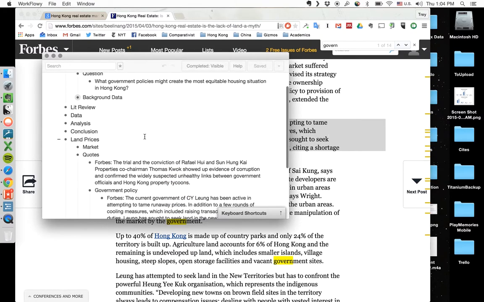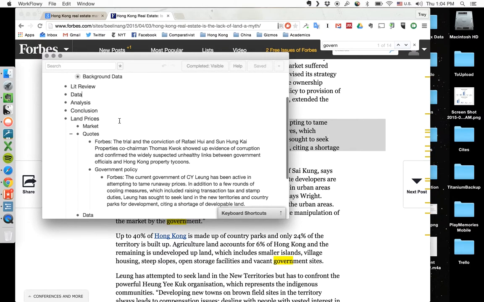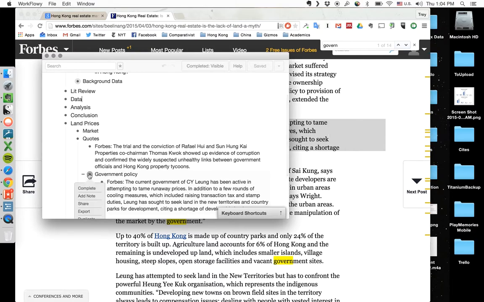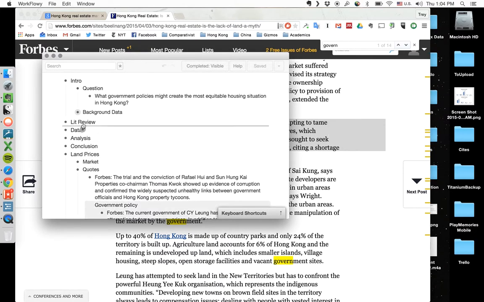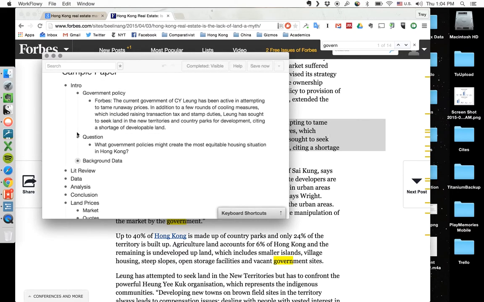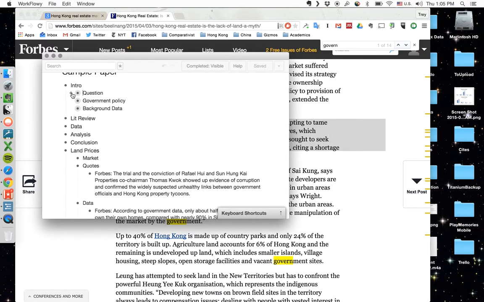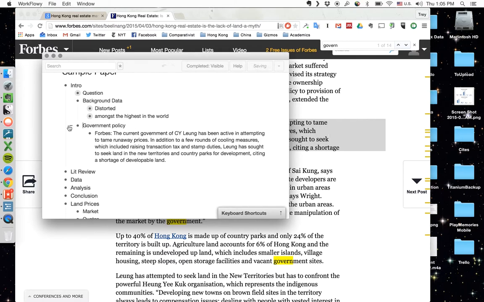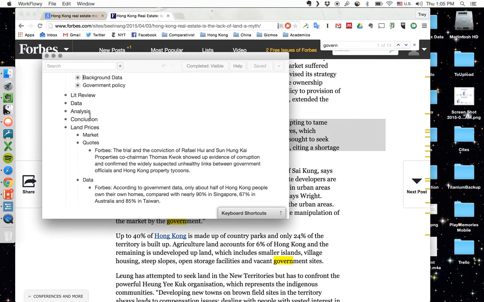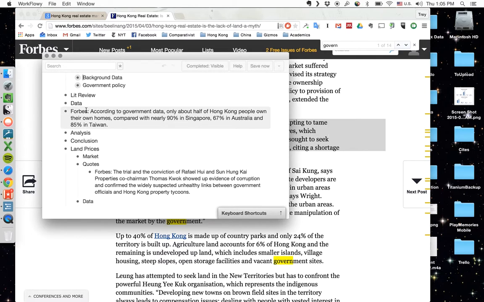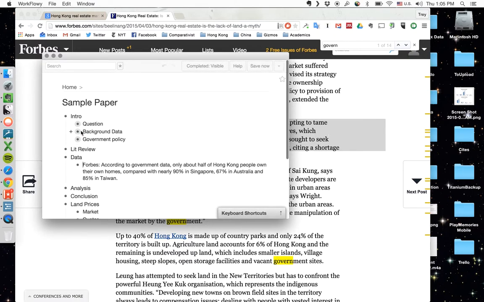So, lit review data. I would take government policy. It's going to be part of the intro. Right. So kind of getting this background data, government policy, that's just the beginning of this. Actually, that'd be just kind of background data.